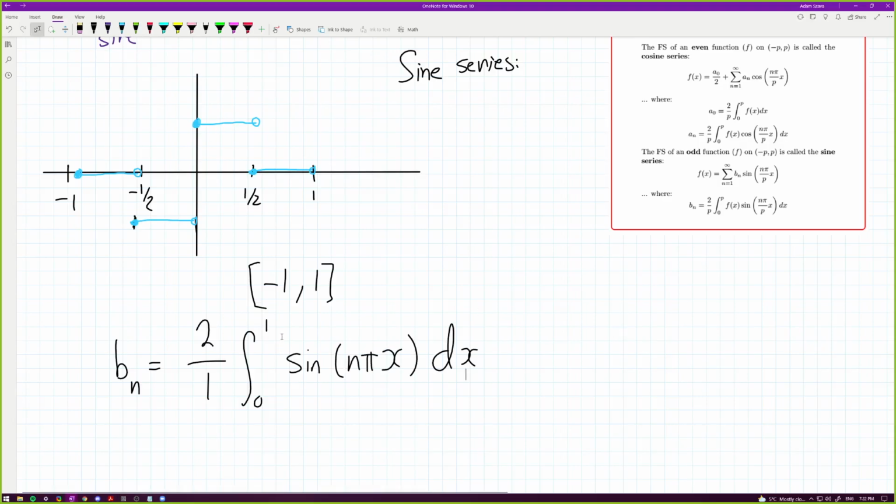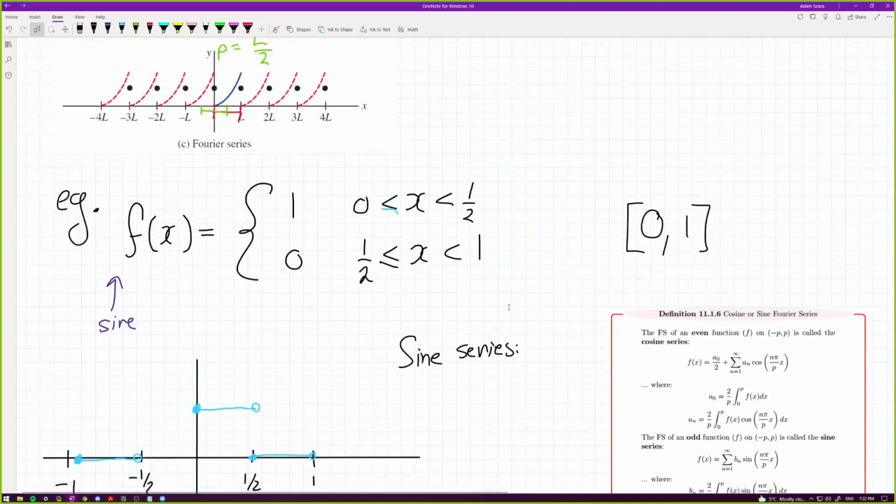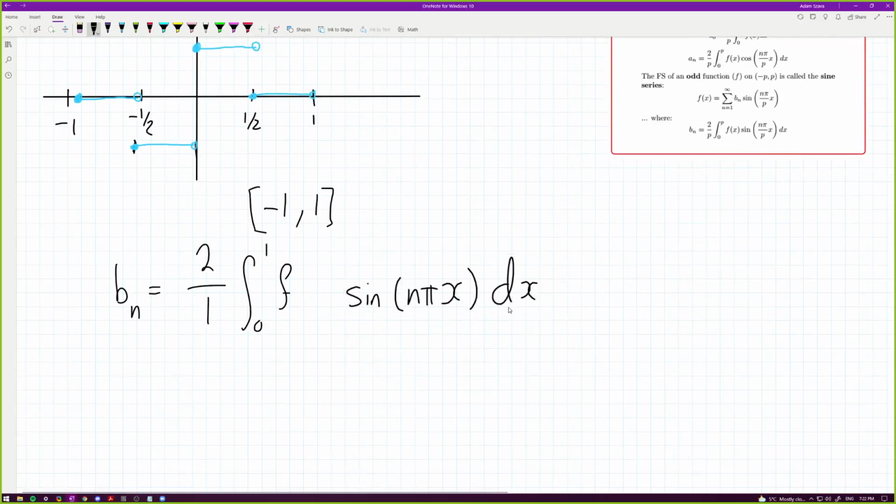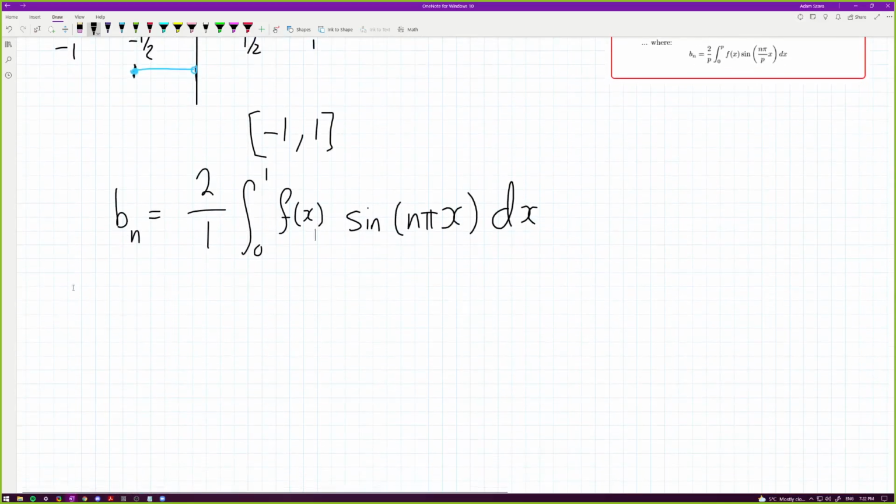Oh, and the function has to be in there too. So the integral from 0 to 1 of f of x sine n pi x. Let me get my solution up for this one. I can feel myself about to make a mistake, so let me get my solution. Yeah, we're good.